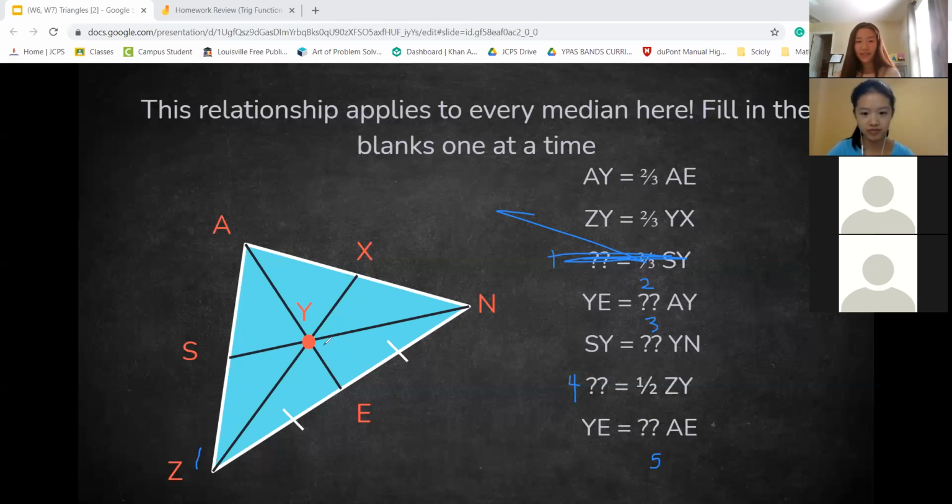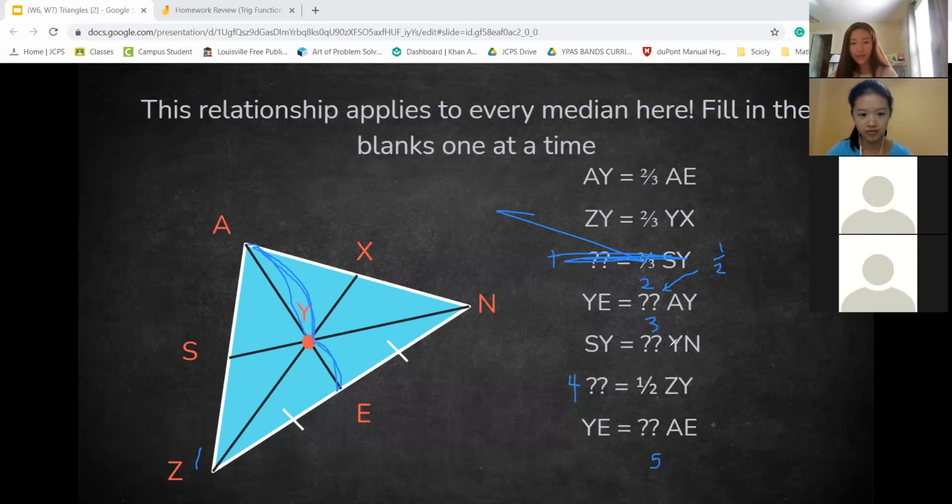So YE is the shorter part of the median, right? And AY is the longer part. So which one is longer? Well, this one's longer, right? And the relationship between AY and YE is that AY is twice as long as YE. So that would mean that YE is equal to half of AY. So this would be 1/2, since this is twice as long as this one.